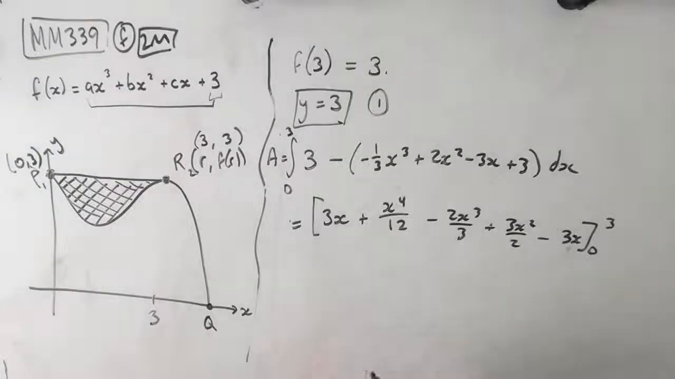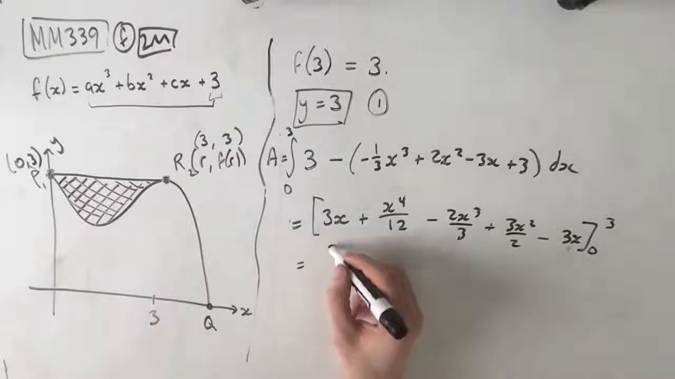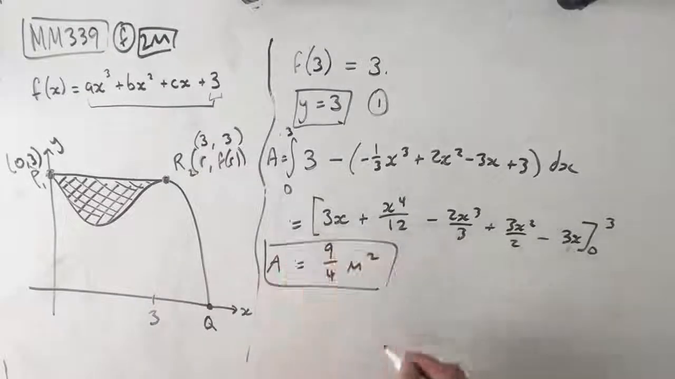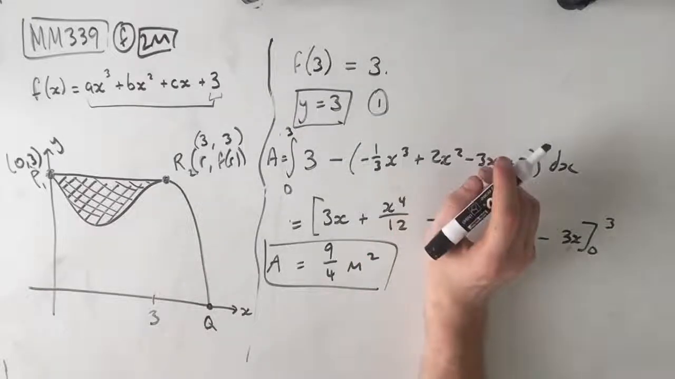Awesome. And plugging this into our calculator, we actually get 9/4 meters squared. So our total area there is 9/4 meters squared, and that actually wraps up question MM339.